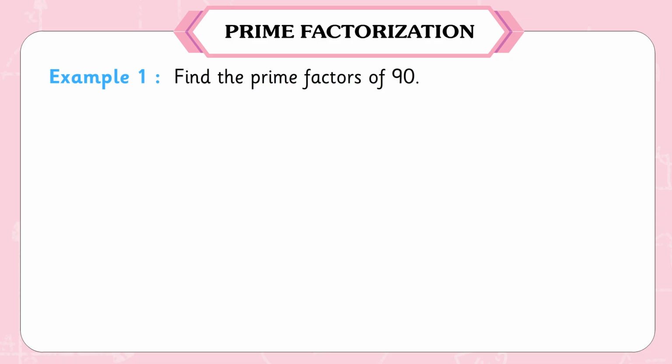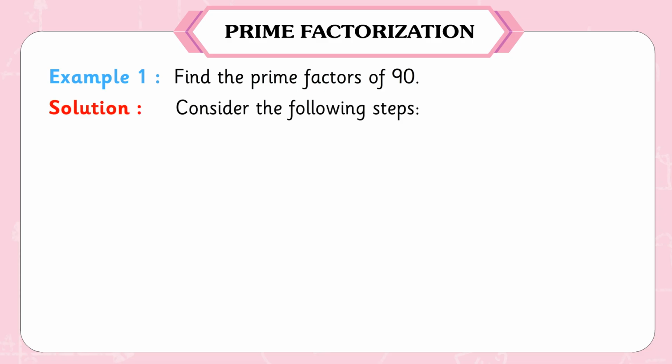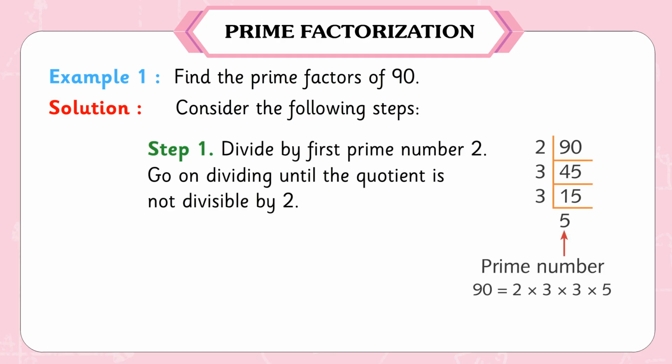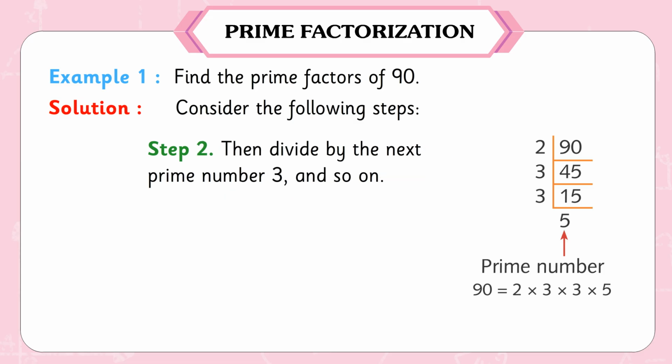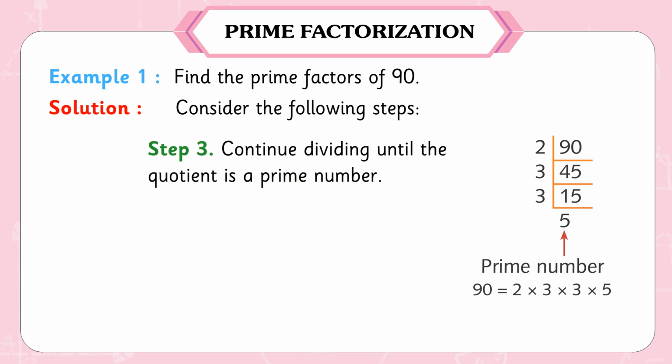Example 1. Find the prime factors of 90. Solution. Consider the following steps. Step 1. Divide by first prime number 2. Go on dividing until the quotient is not divisible by 2. Step 2. Then divide by the next prime number 3 and so on. Step 3. Continue dividing until the quotient is a prime number.